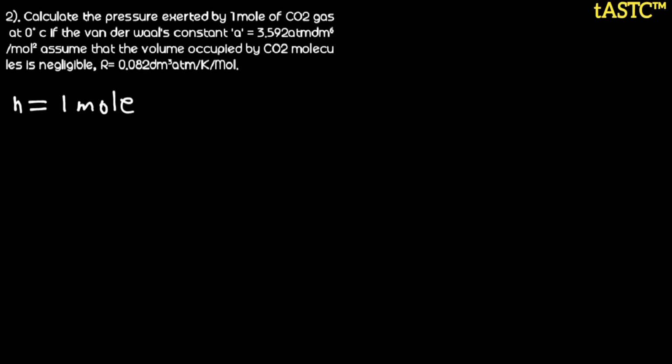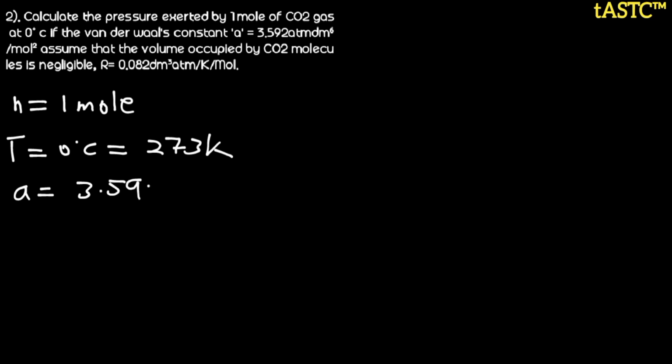Now before we go there, we have the temperature. Temperature is 0 degrees Celsius. And this is the same thing as 273 Kelvin. Now next up we have A. A is the van der Waals constant, so that is equal to 3.592.